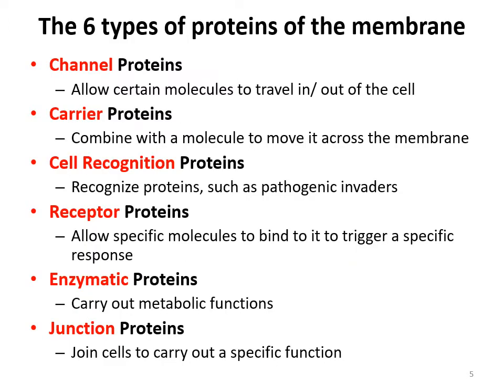Now, when we talk about those proteins scattered throughout, there's a whole bunch of different types of proteins in the membrane, just like when we first introduced proteins and we said they're basically magical because they do everything in the cell. Well, there are 6 different types in the membranes. There are channels, carriers, cell recognition proteins, receptors, enzymatic proteins, and junction proteins.